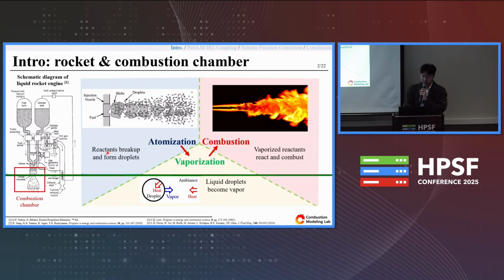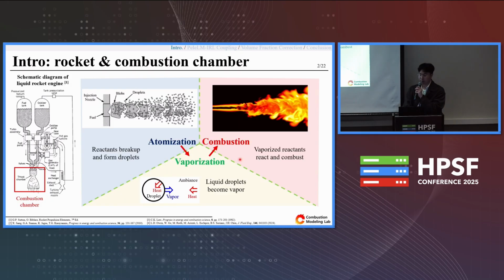In this atomization process, the liquid reactants break up and form small droplets. These small droplets get some heat in the combustion chamber and become vapor in the vaporization process. These vaporized reactants react with each other and combust in the combustion process. So my final goal is to develop these full processes to simulate liquid combustion.